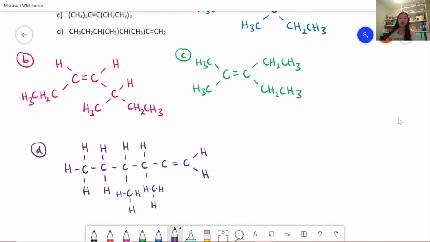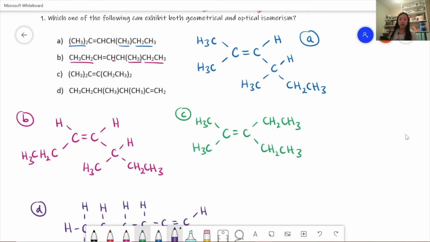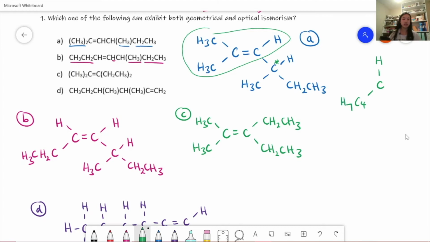And so now we've drawn out all the molecules, we should be able to figure out which display geometric and optical isomerism. And so first looking at A, we can see that we do have a chiral carbon, because this carbon here has 4 different substituent groups attached onto it. Because if we draw it slightly differently, we have a carbon with a hydrogen, and then we have this bit here, which is C4, and then we have 7 hydrogens, and then we have a methyl, which is this one here, and then we also have an ethyl.